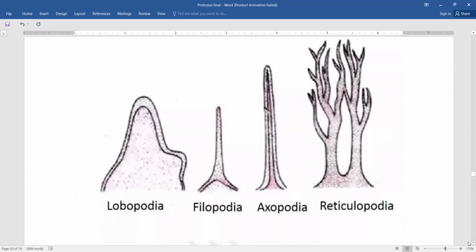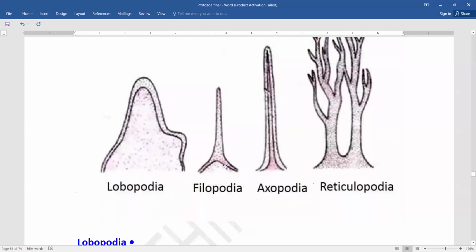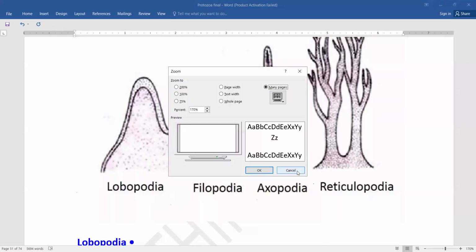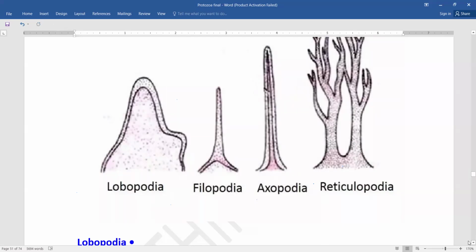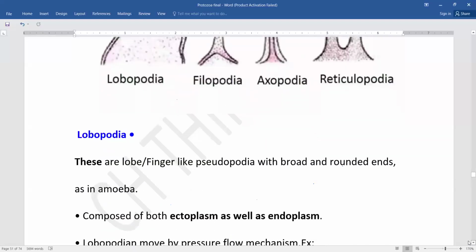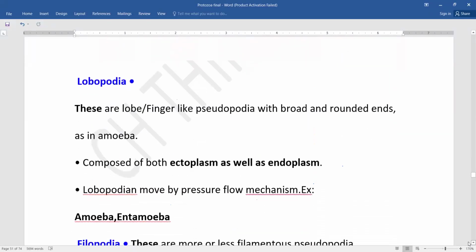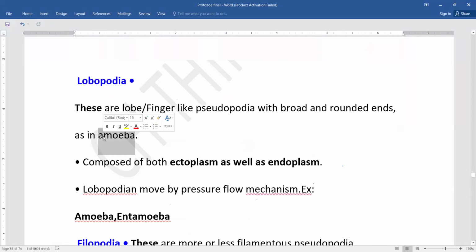Yeah. So these are the lobopodia, philopodia, axopodia, and reticulopodia. Reticulopodia we have just seen in Elphidium. Lobopodia are simple: lobe or finger-like pseudopodia with broad and rounded ends, as in amoeba. We all know that the pseudopodia in amoeba are called lobopodia. Club shaped or finger-like.